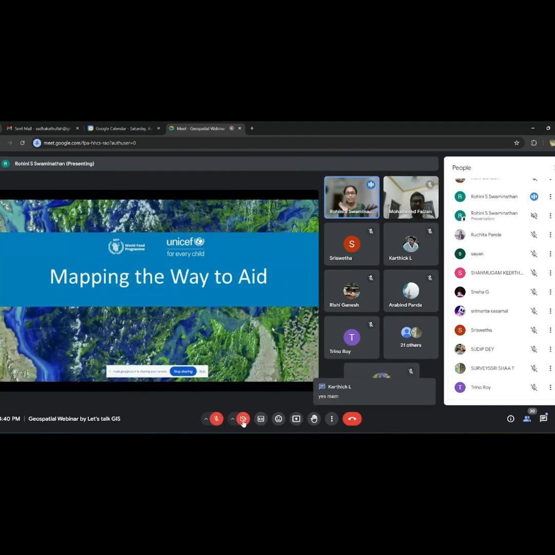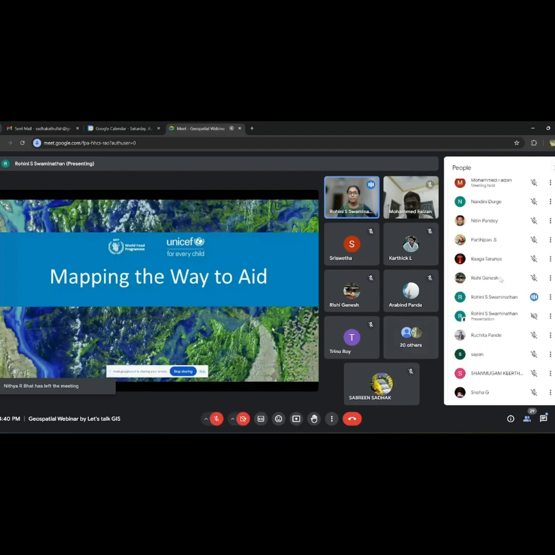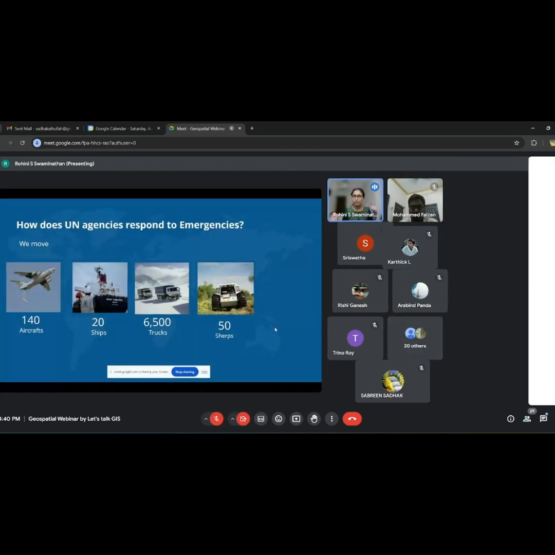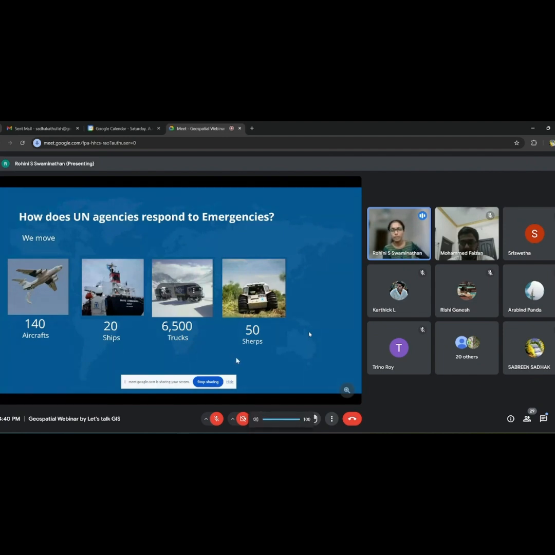So I'm calling this Mapping the Way to Aid because humanitarian aid is where I spend most of my career, although I slowly switched to climate now. If you have never heard of the UN organization and how they work with emergencies, the first thing the UN does is it moves. And in a massive way.